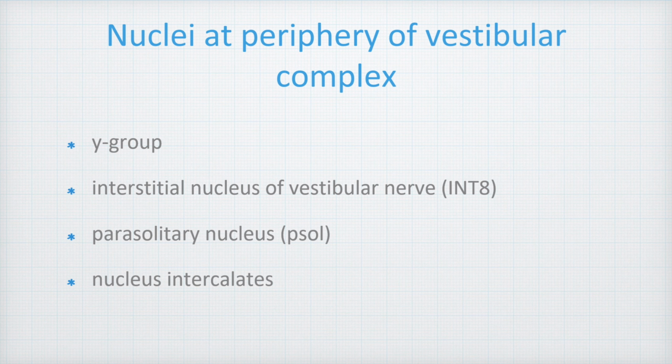But there can be vestibular nuclei not in the brainstem, located in the periphery of the vestibular complex. These are known as Y group, interstitial nucleus of vestibular nerve, also known as E.N.T, parasolitary nucleus, also known as PSOL, and nucleus intercalatis.